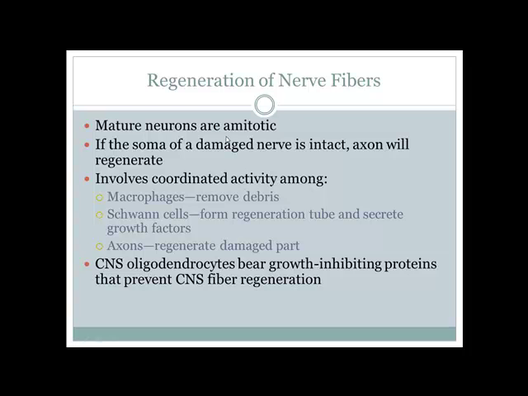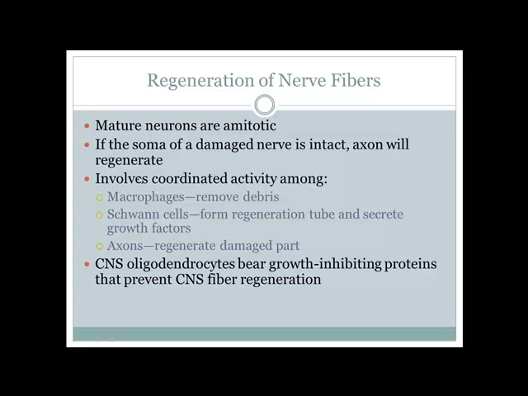With nerves, we talked about how adult nerves are going to be amitotic, and we also talked about how peripheral nerves are capable of regenerating, while central nerves are not capable of regenerating. We're going to actually go into the true reason why they're not, just because of the axon sheath. It's going to be because oligodendrocytes in the central nervous system will produce this growth inhibiting protein if damage occurs.